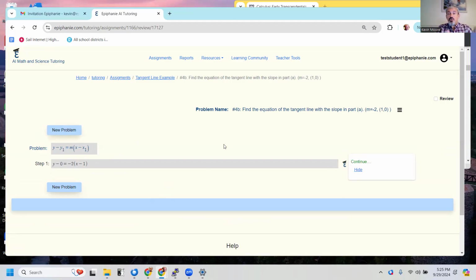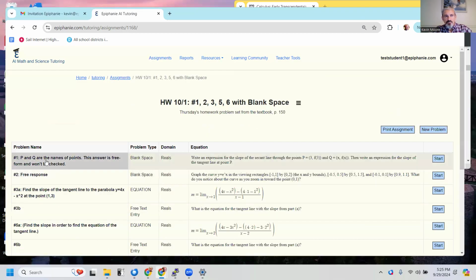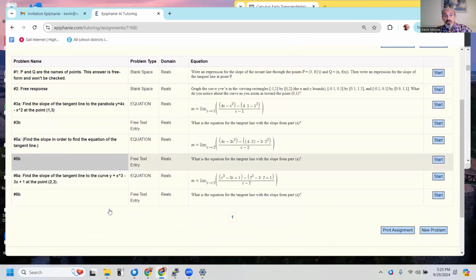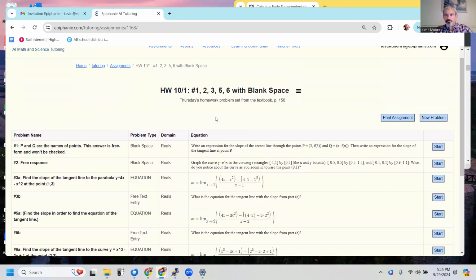So this is a way that we can use both finding the instantaneous rate of change through a limit and using the point slope form of a line to find the tangent to the curve, whether it's done on paper or here in the system. I'm going to show you another assignment here. This is the assignment for homework. This will be in the system if you want to use it to do your homework.